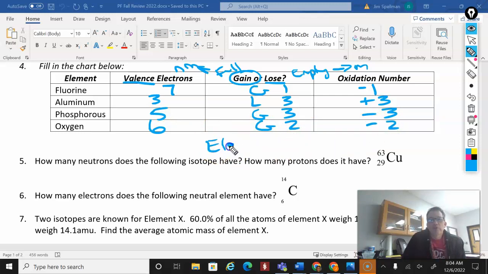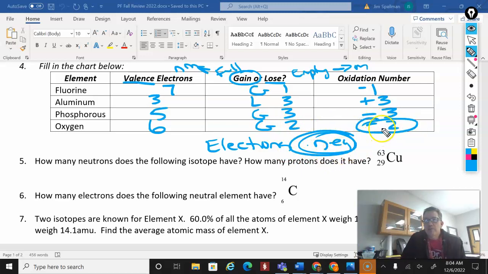Remember that electrons are negative, which means if you're gaining electrons, you're gaining negative. So that's why this is not math. This is not a math thing. That doesn't mean subtract 2. That doesn't mean add 3. This has to do with its charge, which means it now has 3 more positive charges than it has negative charges.